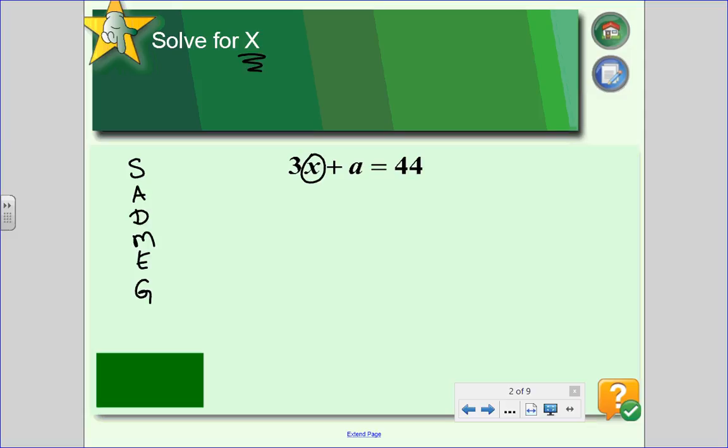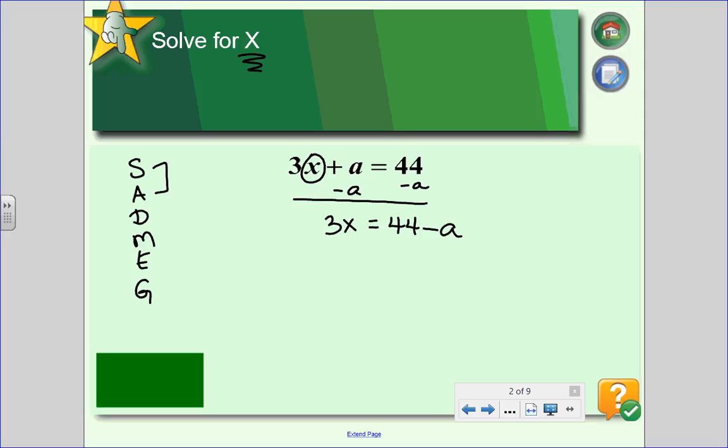So from here we're now going to move on to undoing the operations we're seeing occurring to the x, in the reverse GEMDAS order, meaning I need to first look for any subtraction or addition happening to the x. I'm adding a, so I need to subtract a from both sides. Well, a minus a is 0, so that will cancel out, meaning I just bring down the 3x. I could write a plus 0, but there's no need to do that. And over on the right side, we do not know a's value, so we'll just write 44 minus a.